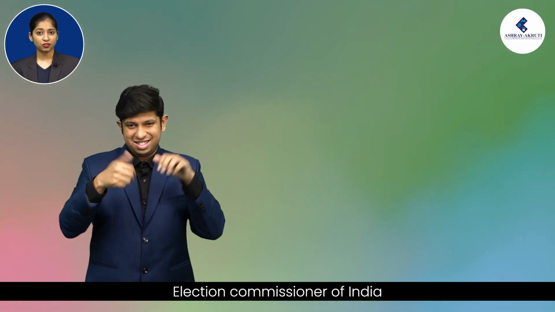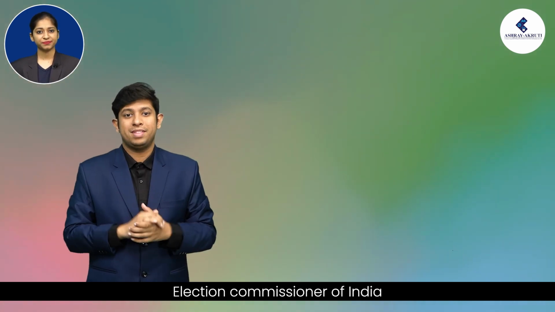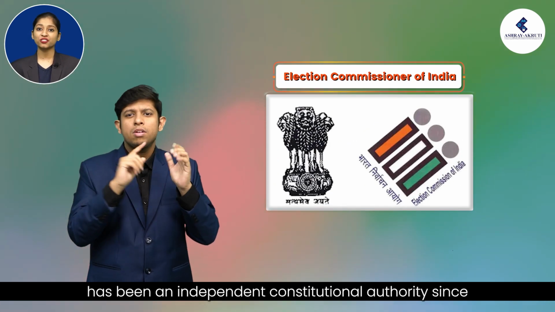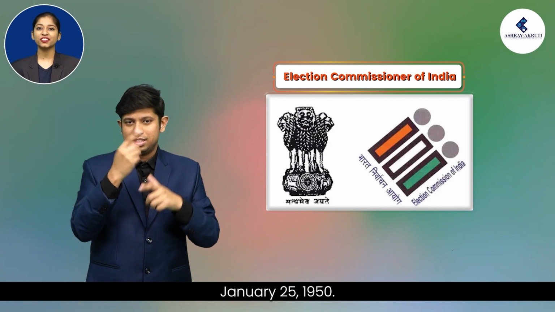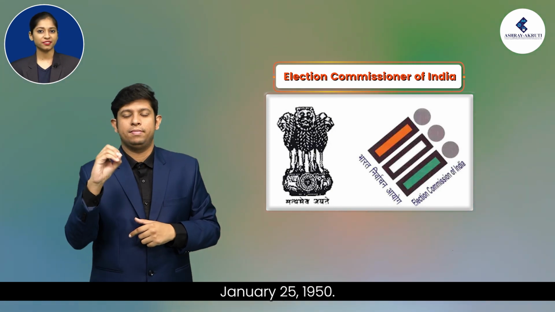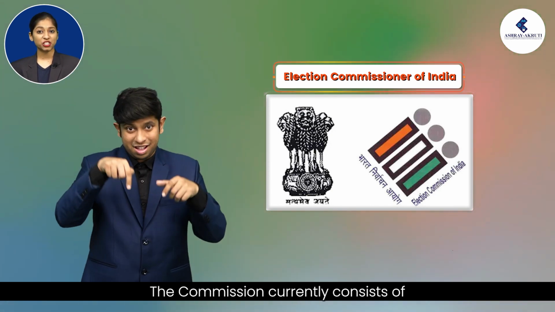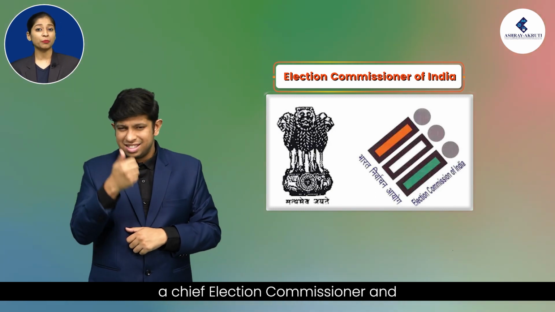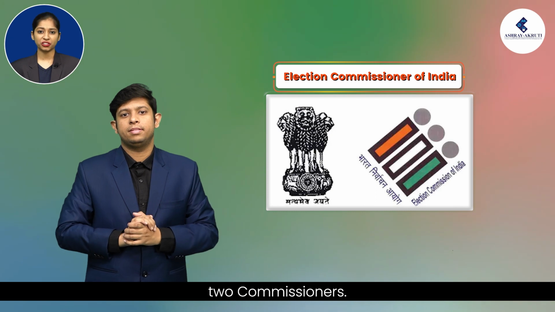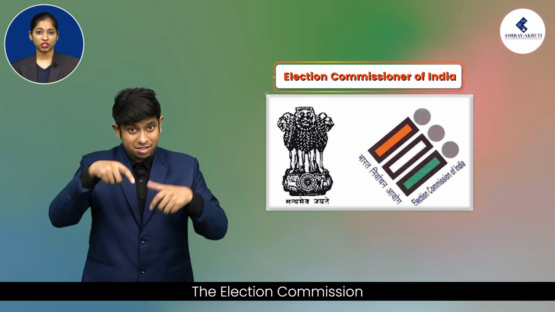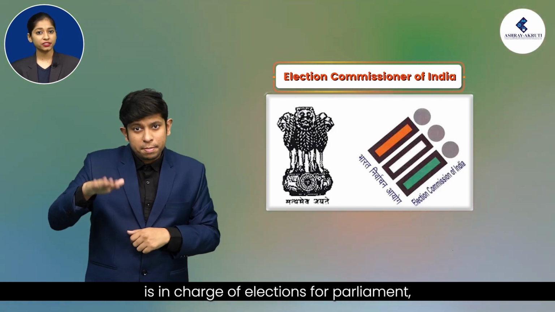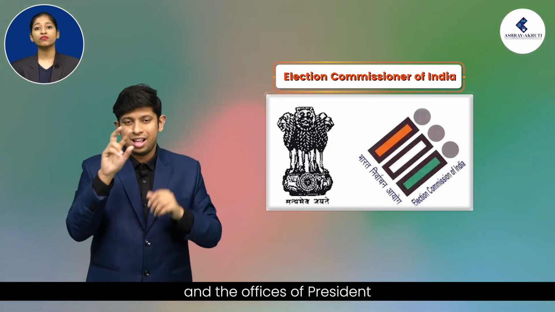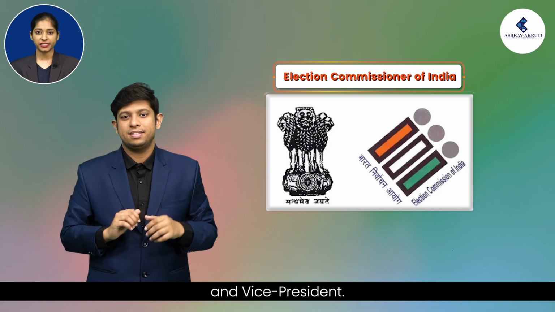Election Commissioner of India. The ECI has been an independent constitutional authority since January 25, 1950. The Commission currently consists of a Chief Election Commissioner and 2 commissioners. The Election Commission is in charge of elections for Parliament, state legislatures and the offices of President and Vice President.